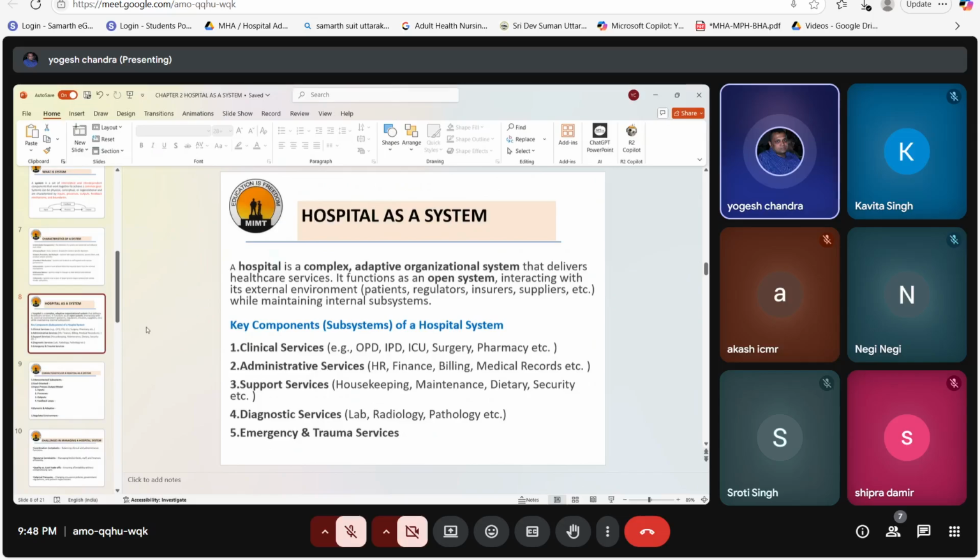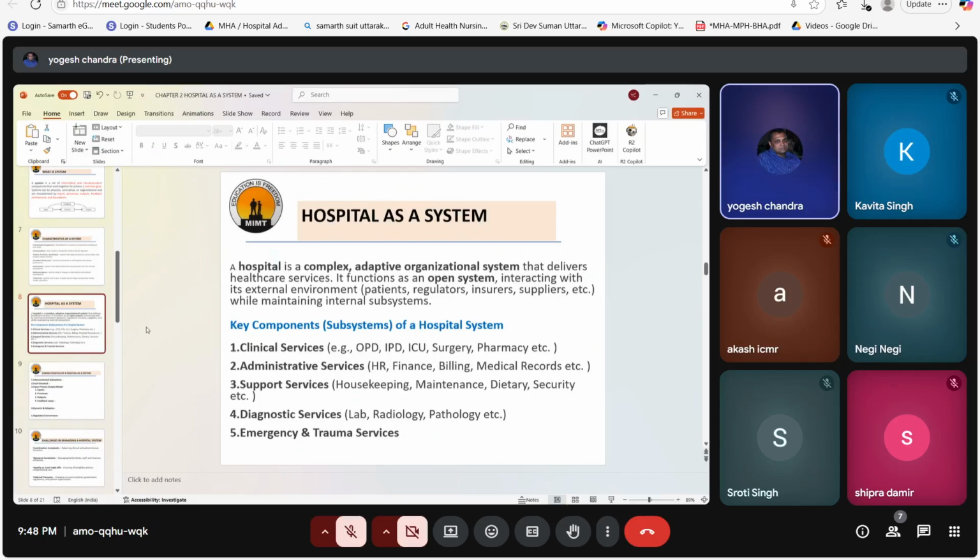Now we talk about key components of a hospital system. As everybody knows, there are the clinical services. There are a lot of OPDs, IPD, ICU, surgery, pharmacy, and a lot of other things, lab and all that. Then we have administrative services: HR, financing, billing, medical records. Then we have support services, that is housekeeping, maintenance, dietary, security, and all. Then we have separate diagnostic services also, that is lab, radiology, pathology, etc. And nowadays emergency and trauma services are also considered separate.